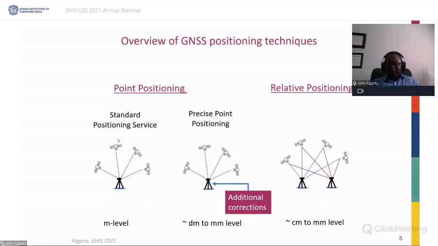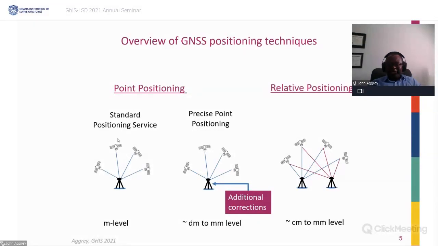Let me go on over here. So again, I think I've already alluded to this in the previous slide. We use the GPS in various techniques. And for this whole talk that I'll be presenting, I'll be dwelling on one of them. But I just want to give everybody an idea of the various positioning techniques that are available to us.